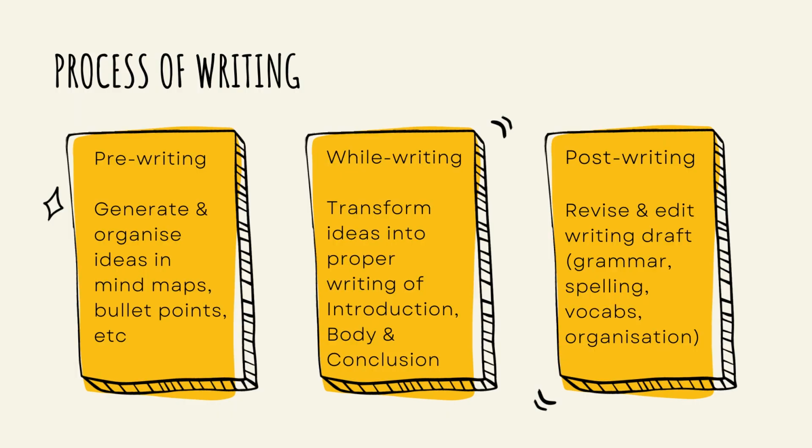Let's look at the process of writing first. Basically, there are three stages or phases of writing. The first one is pre-writing. This is where you generate and organize ideas in the form of mind maps, bullet points, tree diagrams, and etc. So basically, this is where you brainstorm your ideas for the content of your essay.